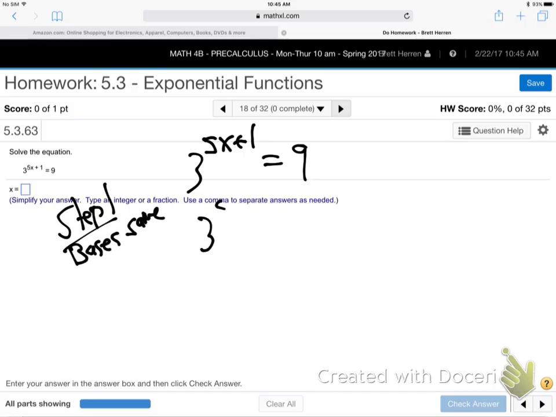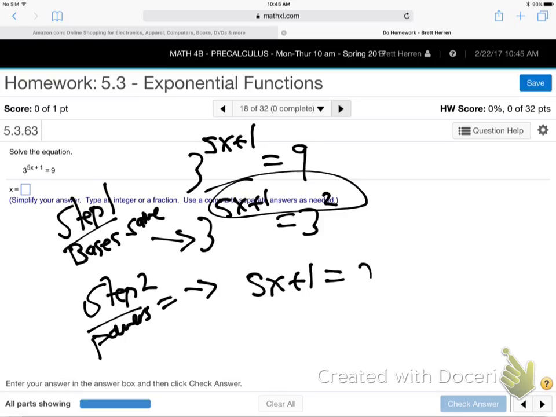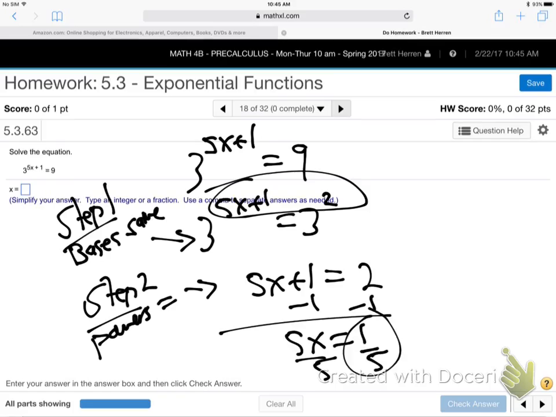All right, so this is 3 squared. So that's step 1. Step 2, the powers have to be equal. Right? Those powers have to be equal, because 3 to one of them wouldn't equal 3 to the other if the powers were different. Right? So the powers have to be equal, and then you can just solve for x. 5x is 1 divided by 5, 1/5. Good.